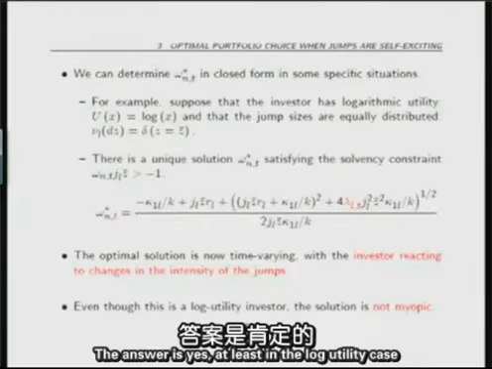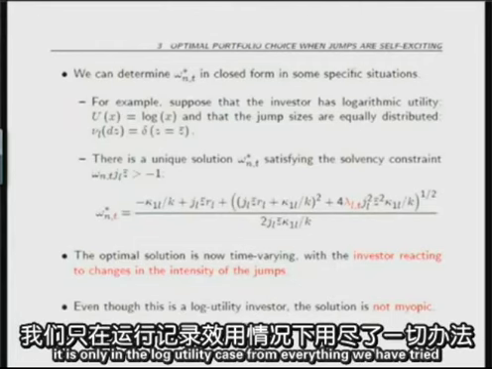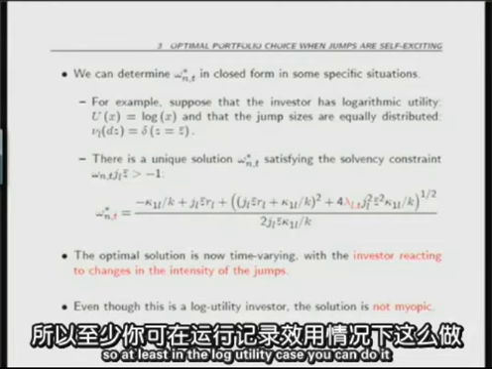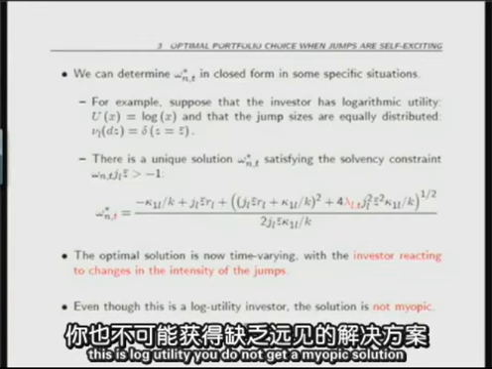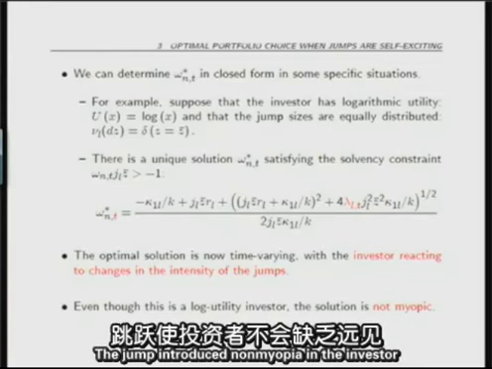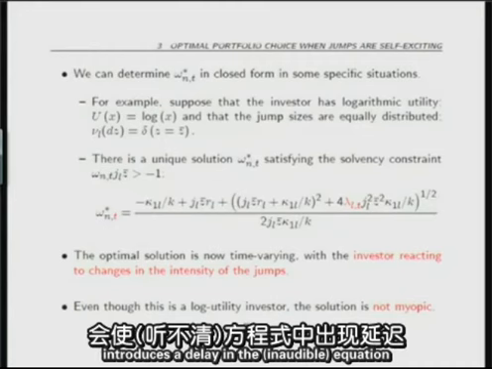The answer is yes, at least in the log utility case. And I really think it's only in the log utility case, frankly, from everything we've tried. But at least in the log utility case, you can do it. Now, interestingly enough, despite the fact that this is log utility, you do not get a myopic solution. The jumps introduce non-myopia in the investor. And that's because the self-excitation introduces a delay in the Hamilton-Jacobi-Bellman equation.